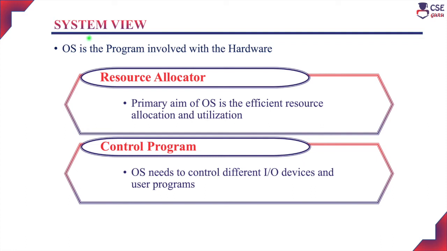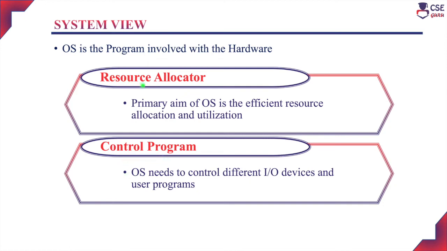System view is nothing but the role of operating system towards the efficient usage of the computer system. Operating system is the program involved with the computer hardware. The operating system acts as an intermediary between user and the hardware. So if you are considering the system viewpoint, there are two main roles of the operating system. One is resource allocator and another one is the control program.